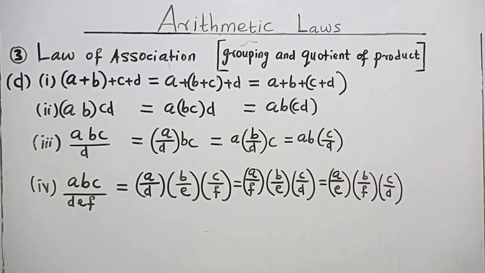And this is the grand summary of all summaries. We have seen this before, this also before, we also saw this before, and most recently we saw this. All of them are called laws of association. The first 2 are the laws of grouping, and the last 2 are the laws of quotient of products.